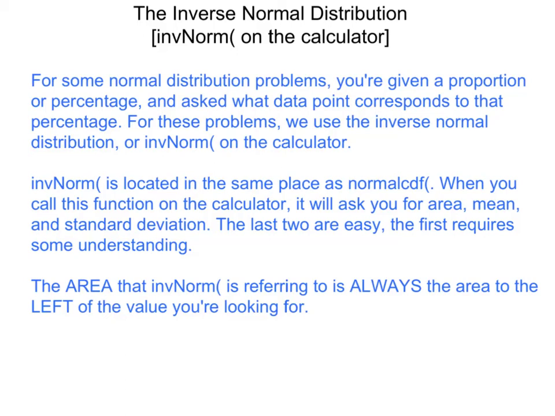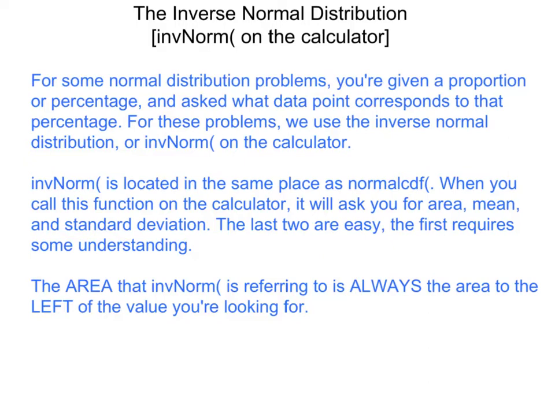Okay, so the other common type of normal distribution problem are problems where they give you a proportion, a percentage, and instead they're asking you the data point that corresponds to that. So it's the other way around. For these problems, we use the inverse normal distribution, or it's called INV norm on the calculator. INV norm was found in exactly the same place as normal CDF. You just go to that distribution menu. I think it's option 3.